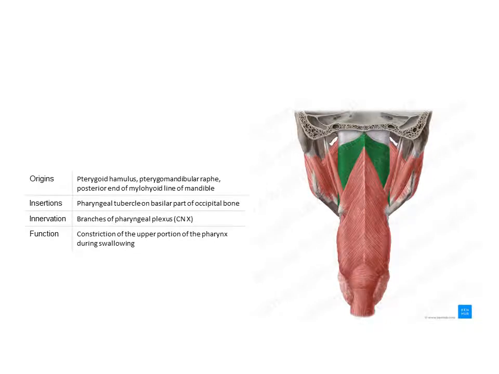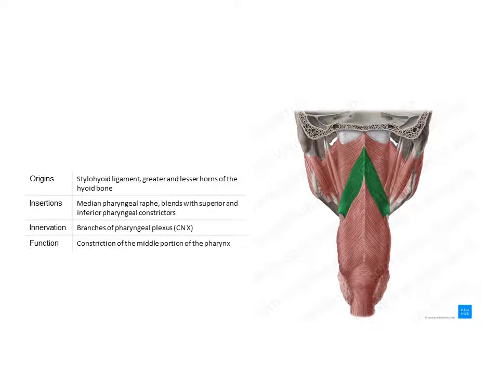First of all, the superior constrictor. The origin of the superior constrictor is the pterygoid hamulus, pterygomandibular raphe, and the posterior end of the mylohyoid line of the mandible. Insertion is at the pharyngeal tubercle on the basilar part of the occipital bone. This muscle is innervated by the vagus nerve, through the pharyngeal plexus. Function: it constricts the upper portion of the pharynx during swallowing.